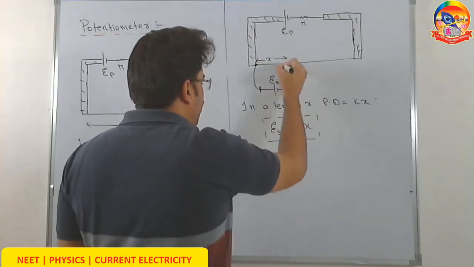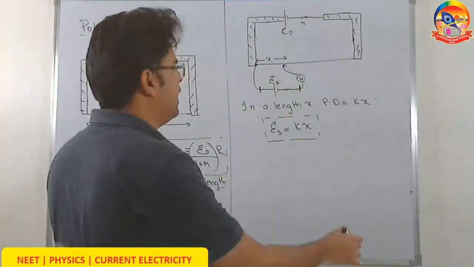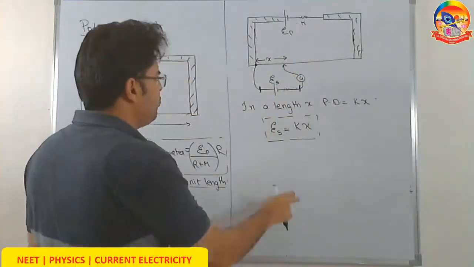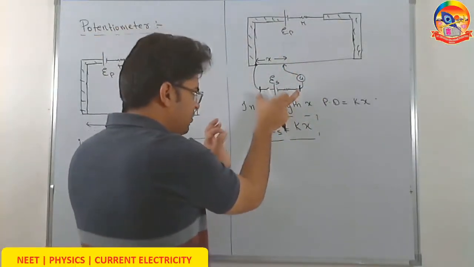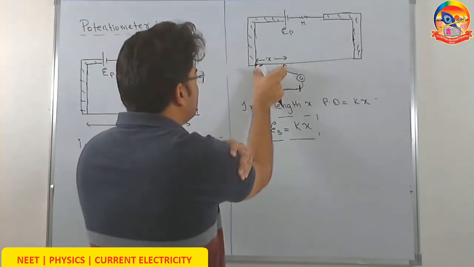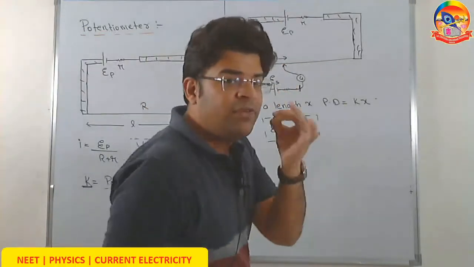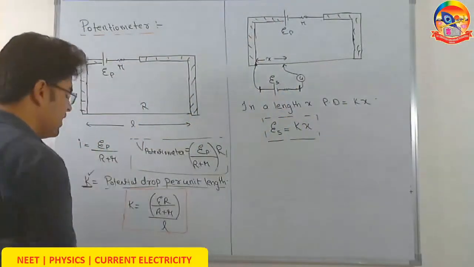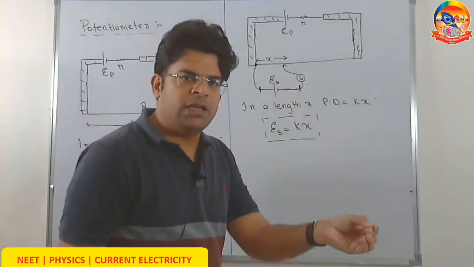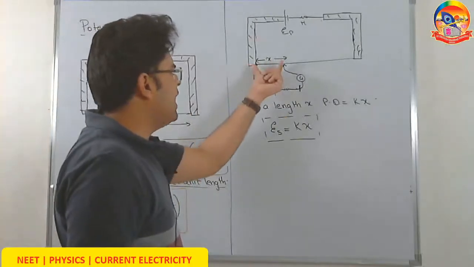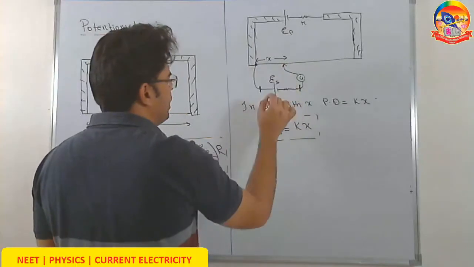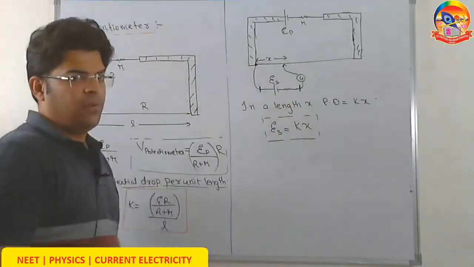This particular part of the circuit is called the secondary circuit, and this is called the primary circuit. So now here the potential drop from this point till this point has to be equal to the EMF of the secondary cell. What has to be the potential drop in a length x? That's why we have defined a quantity called potential drop per unit length. The potential drop per unit length is K. So what will be the potential drop in a length x? The potential drop in a length x will be Kx. So the potential drop here has to be the same as the potential drop there. So ES has to be equal to Kx.